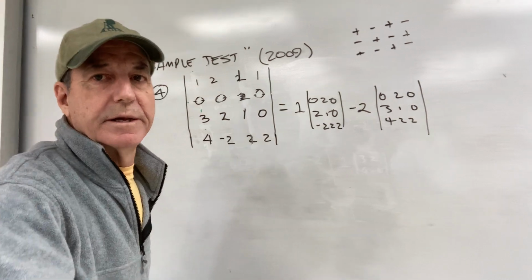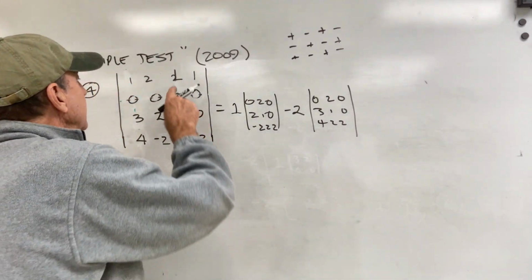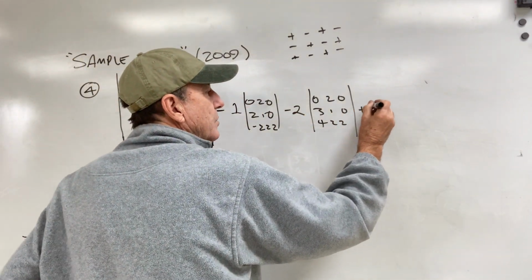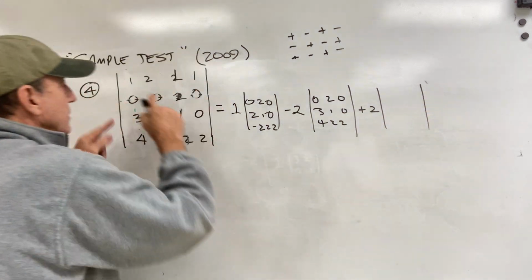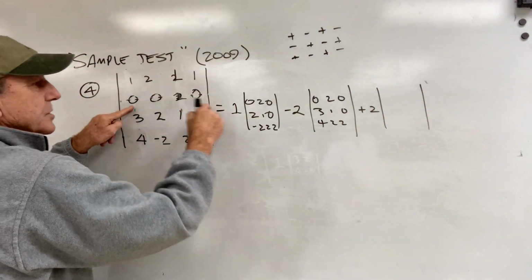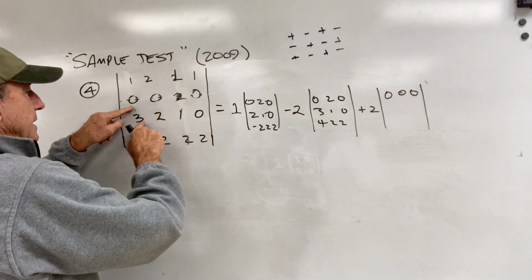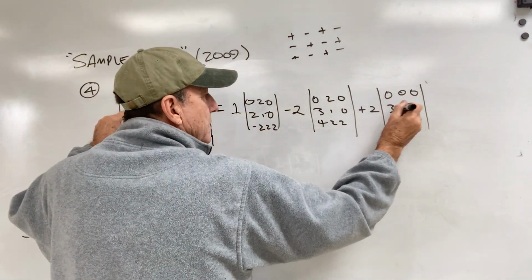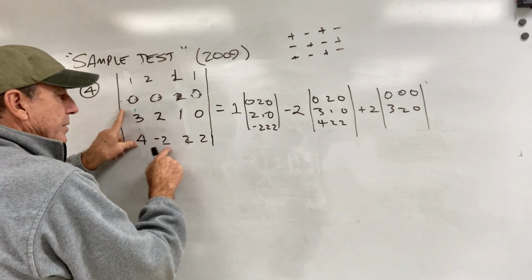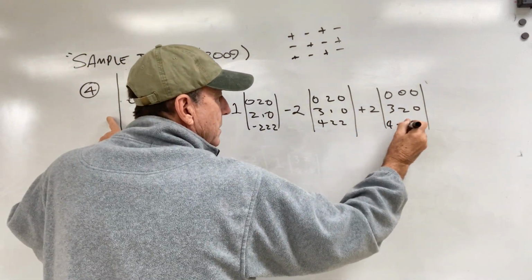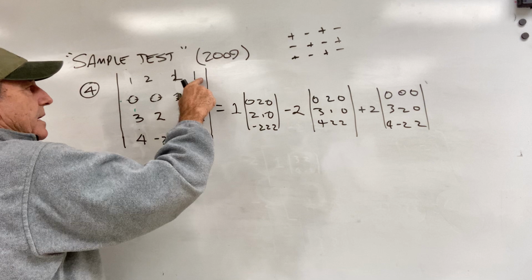Okay, and then we jump one more. So now this is a +2 times its minor. Wipe out that. I got a bunch of zeros there. That's just going to be a 0 when we expand about that one. And then 3, 2, 0. And then 4, -2, 2. And the last guy would be 1.